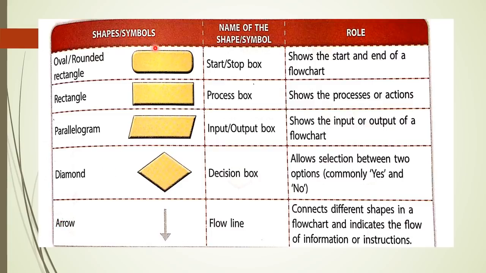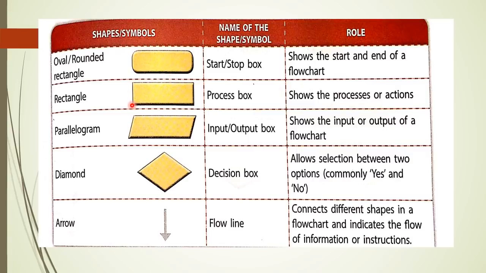Arrows, that connect these different symbols, that is a flow line symbol, connects different shapes in a flowchart and indicates the flow of information or instructions. In the flowchart, instructions and information flow using arrows. Okay, to start and stop, we use an oval shape or rounded rectangle shape.